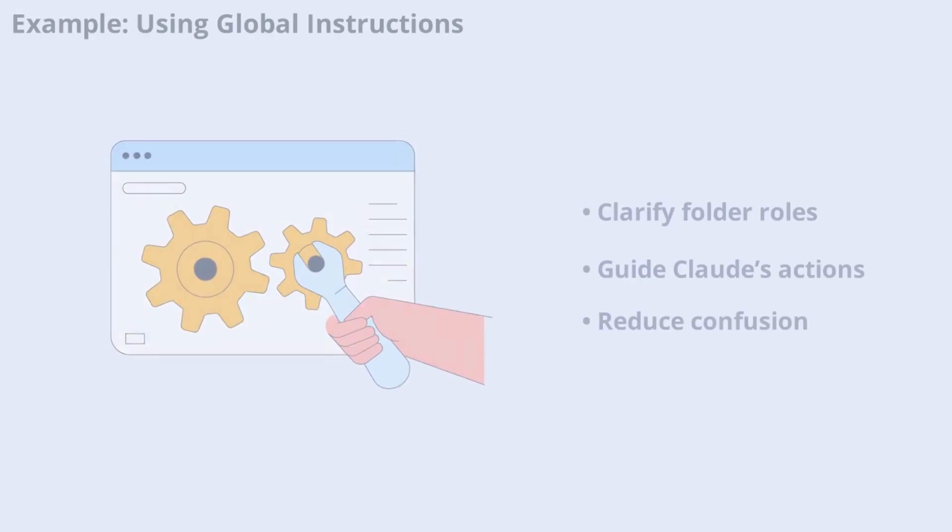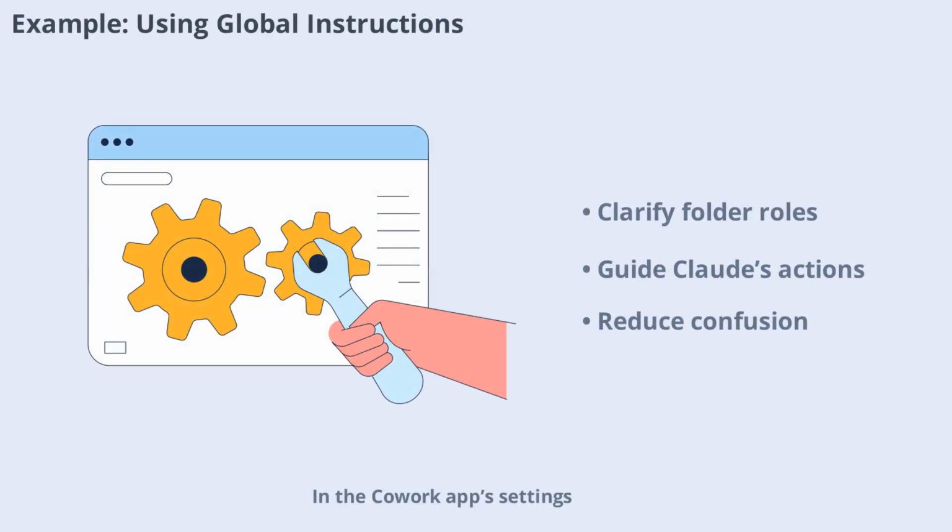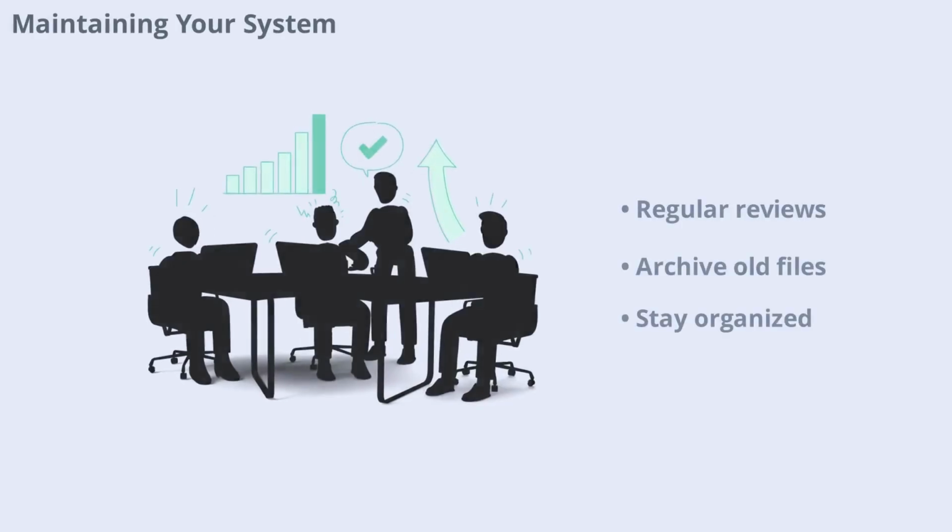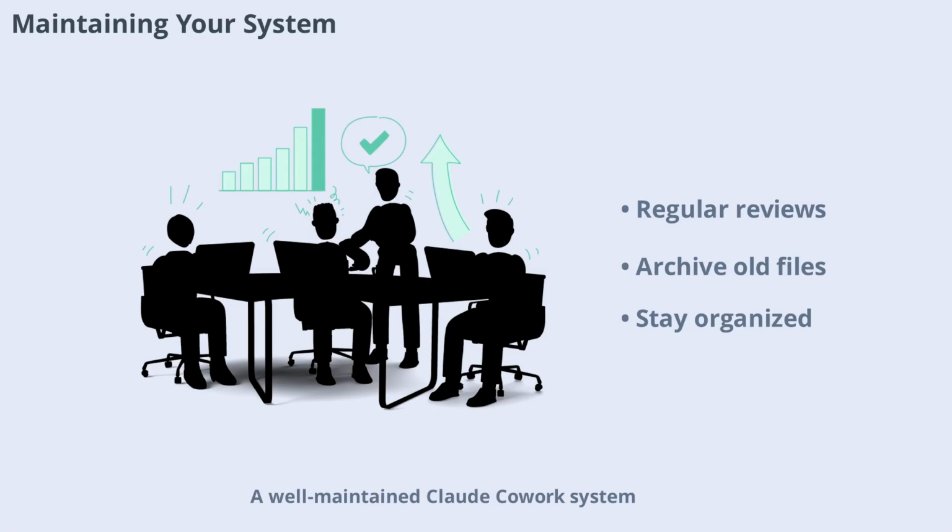In the Cowork app settings, write clear global instructions explaining your folder structure and file purposes. For example, specify that About Me contains your personal context, Output stores completed work, and Templates holds reusable formats. This ensures Claude always knows where to find the right information. A well-maintained Claude Cowork system is a powerful productivity tool.